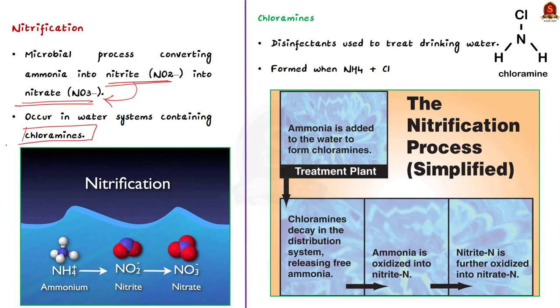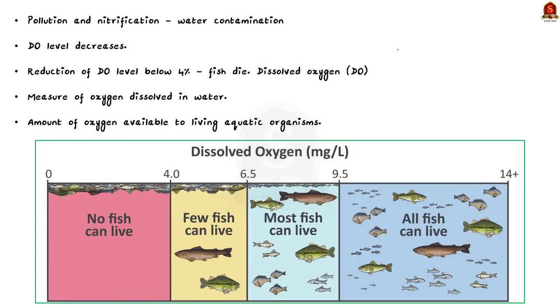Now, what is this chloramines? Chloramines are disinfectants used to treat drinking water. They are formed when ammonia is mixed with chlorine, that is added to treat dirty water. What happens is, because of pollution and nitrification, water contamination is caused. And because of this, the dissolved oxygen level decreases. And when the dissolved oxygen level reduces below 4%, the fishes die.